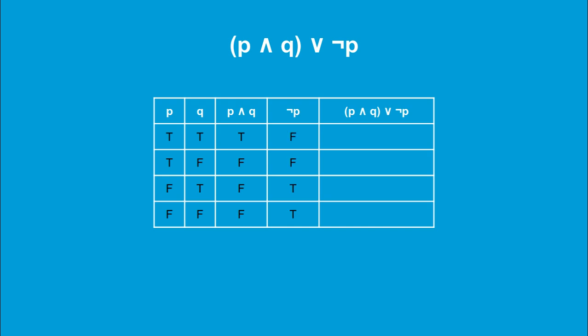Now, for the last column, which two columns do I care about for this Boolean operation? The last two columns, because I'm ORing P and Q, the result of that, and not P. So now all I'm doing is applying OR to those last two columns. That's all I'm doing. Okay? I'm not thinking about the other columns or the other things I've done. I'm only ORing those last two columns. So what do I get when I OR those last two columns?